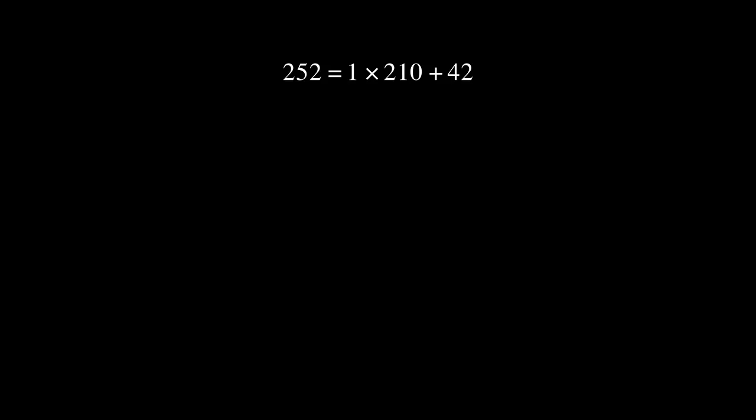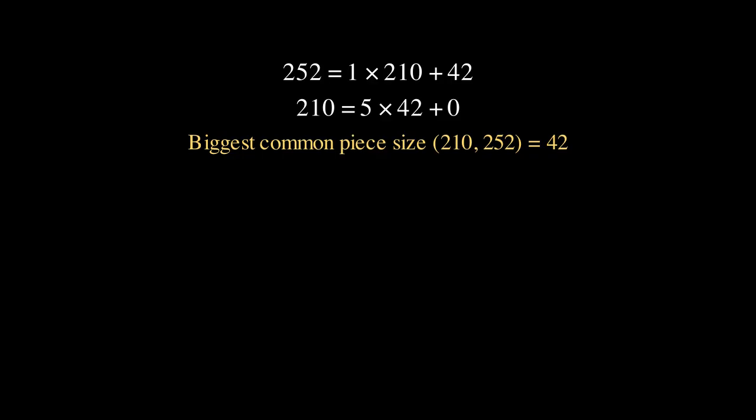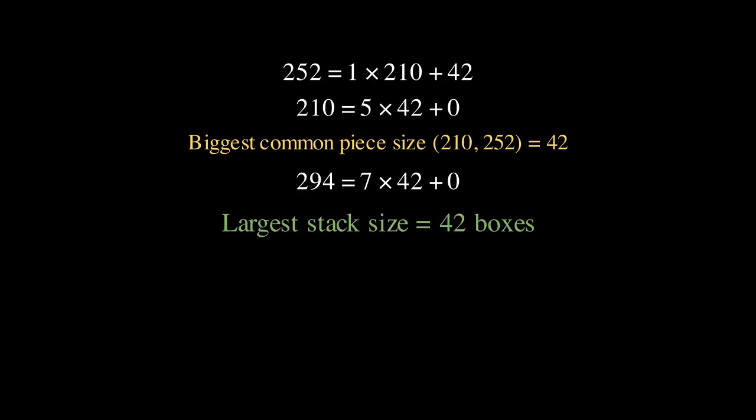First, combine 210 and 252. 252 split into groups of 210 gives 1 full group, with 42 left over. Now split 210 into groups of 42. That gives exactly 5 full groups, with nothing left over. So the biggest common piece size of these 2 is 42. Now bring in the third count, 294. Split 294 into groups of 42. That gives exactly 7 full groups, with nothing left over. Since 42 divides all 3 box counts exactly, 42 is the largest possible number of boxes in each stack.